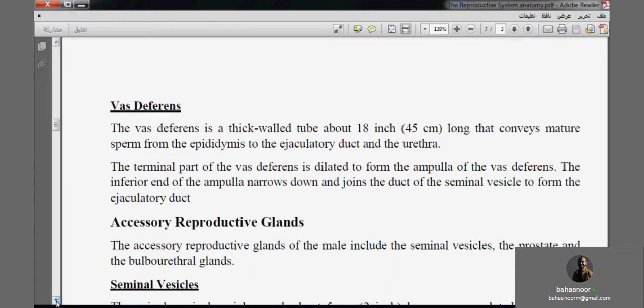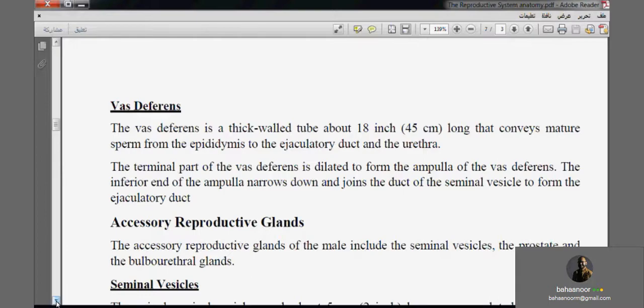Vas deferens. قلنا هذه من الأجزاء الناقلة. The vas deferens is a thick-walled tube about 18 inches, 45 centimeters long, that conveys mature sperm from the epididymis to the ejaculatory ducts and urethra.